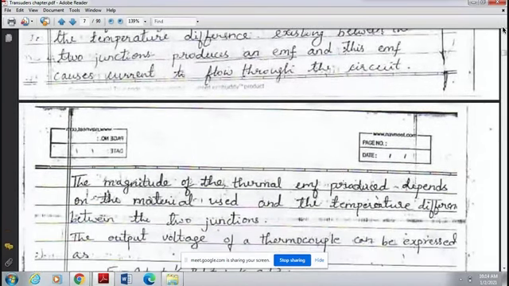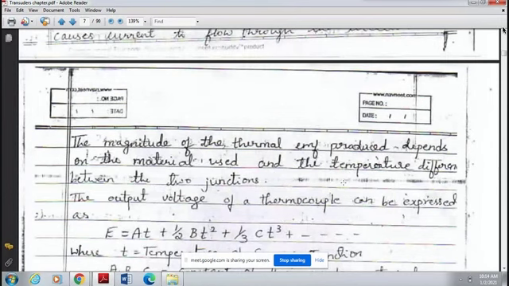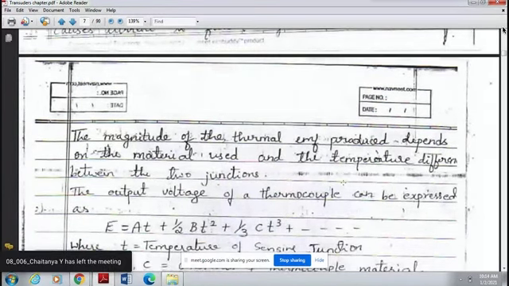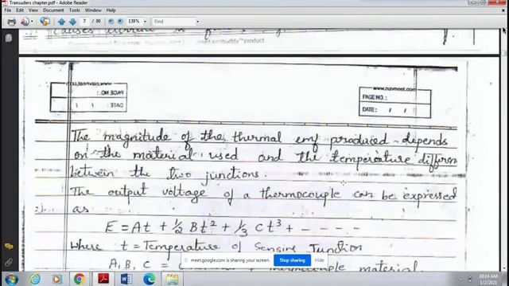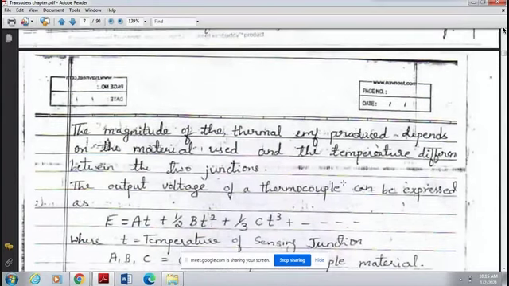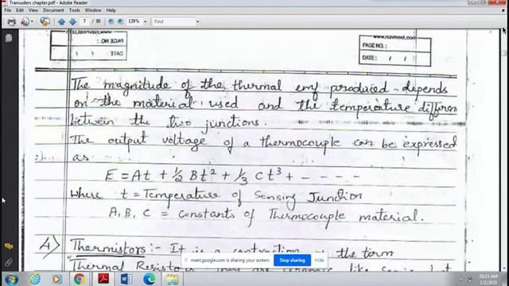This is a very important topic in this chapter. The magnitude of the thermal EMF produced depends upon whatever material you use and also the temperature difference between them. The final quantity you are going to measure, the current that will be indicated in the meter, is dependent on two parameters. One is the material, what type of material you have selected, and another is the temperature difference that exists between those two materials. That gives you the magnitude of the quantity, and it can be expressed by the equation E = aT, where E is the induced EMF.